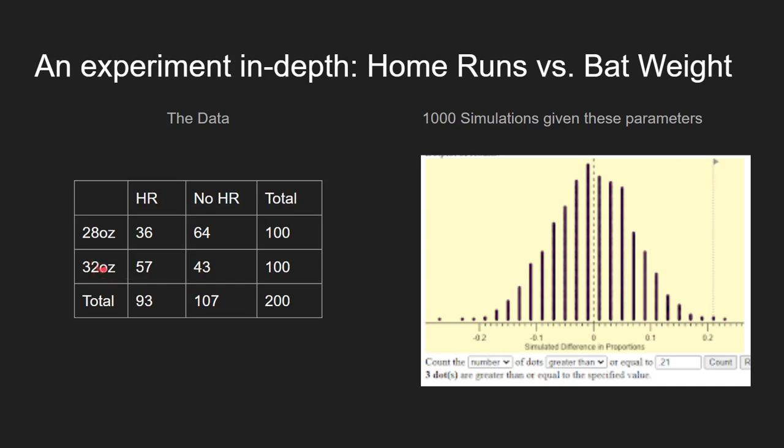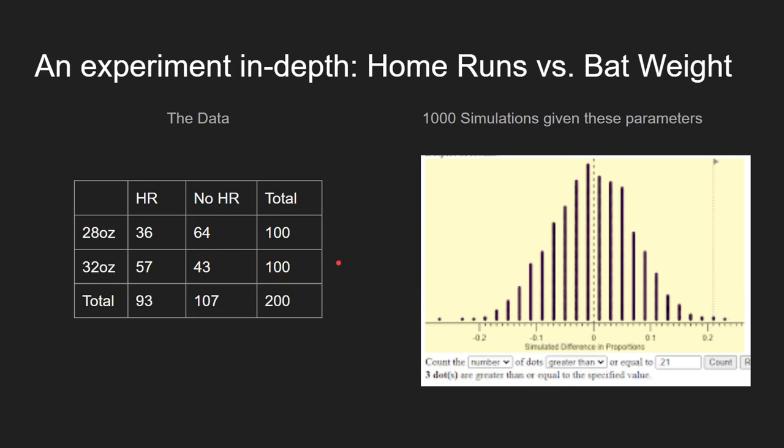Oh, sorry, that should be a 30 ounce bat. Fix that. All right, typos are a thing. And we said that she swung 100 times with both of them. So just like in that last video, I used that statistics applet online and put this data in, 36 out of 100 and 57 out of 100. I think I might have flipped the order of them, but it doesn't really matter. But it came up with this graph. All right. So that difference in proportions. So how likely is it?